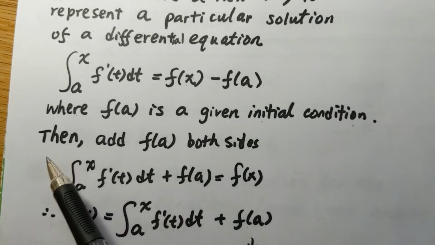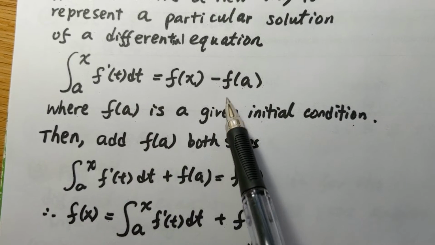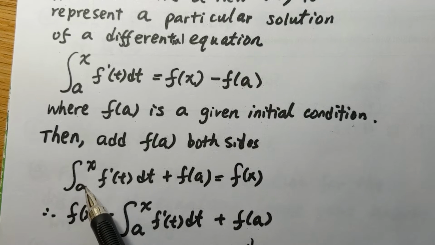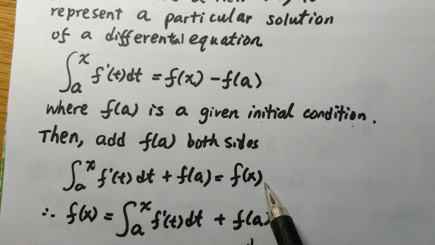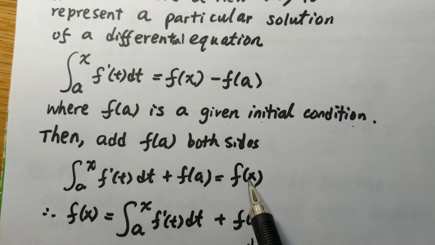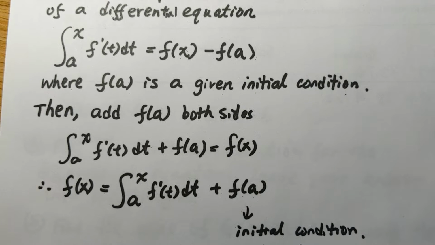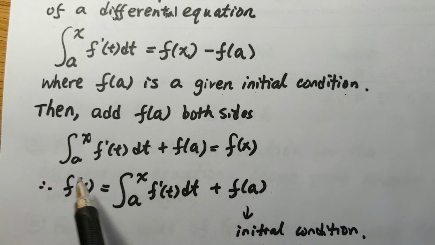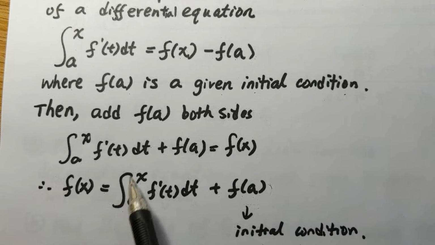Right now we're going to add F of a to both sides. So we get the integral from a to x of f prime of t dt plus F of a equals F of x. Now we can rewrite it: F of x equals the integral from a to x of f prime of t dt plus F of a, and F of a is the initial condition. So this is going to be the particular solution that we have using integral format.